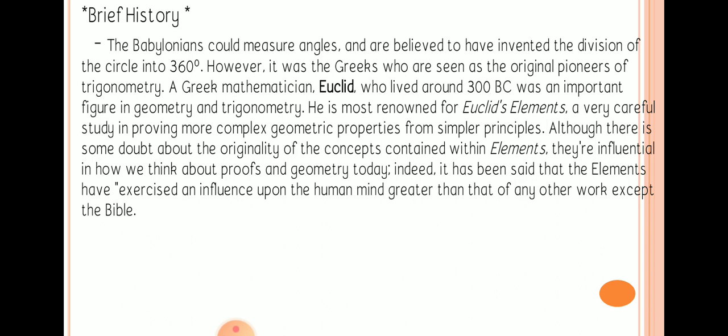Although there is some doubt about the originality of the concepts contained within Elements, they are influential in how we think about proof and geometry today. Indeed, it has been said that the Elements have exercised an influence upon the human mind greater than that of any other work except the Bible.